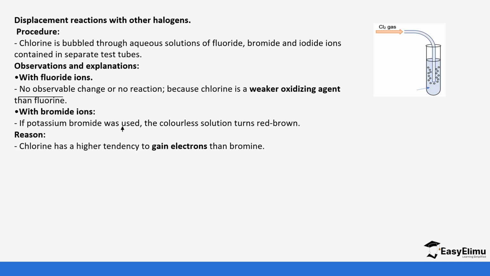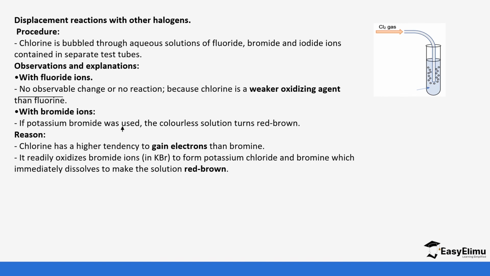The reason why it turns red brown is because chlorine has a higher tendency to gain electrons, so it oxidizes the bromide ions. Potassium bromide changes to potassium chloride, and then bromine, which is given off, dissolves to form the red brown. If you look at the equation, you can see the potassium bromide reacts with chlorine. There is an interchange of ions because the chlorine has a higher tendency of gaining electrons. So it forms potassium chloride, and then bromine is given off as the red brown gas.